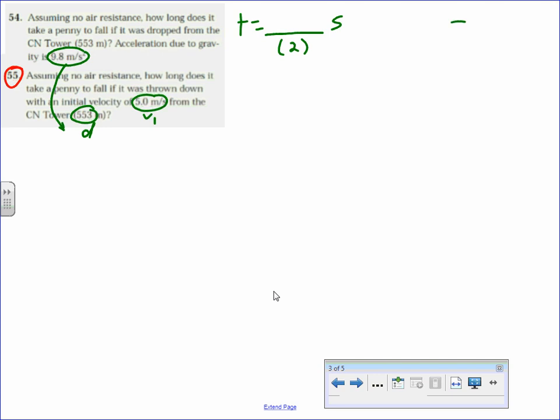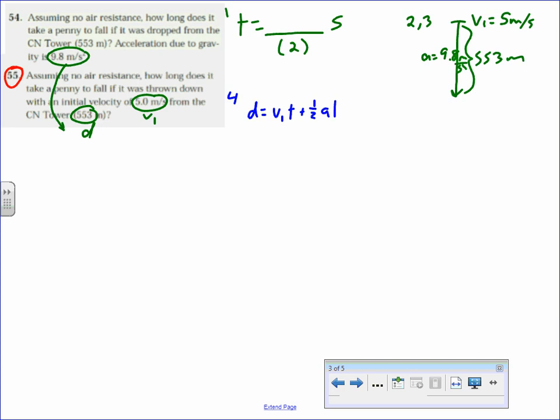Same equations, or same picture, except now we have an initial speed. So we have an acceleration, an initial speed, and a distance. This is going to be steps 2 and 3. This is step 1. Step 4, formulas. Distance equals v1t plus 1/2 a t squared. Nothing's going to cancel for us, so we have to rearrange.